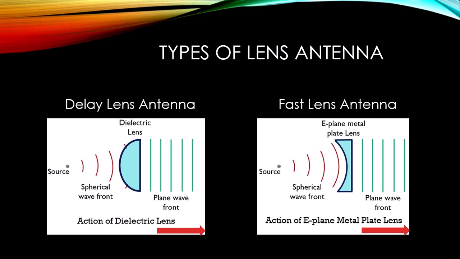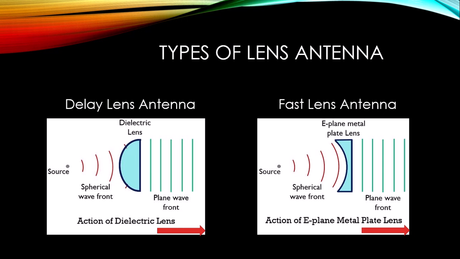It is also known as the E-plane metal plate antenna. And okay, so this is the fast lens antenna. As I said earlier, it travels faster than the delay lens antenna, and it is also called the E-plane metal plate lens antenna. So let's have the advantages of lens antenna.